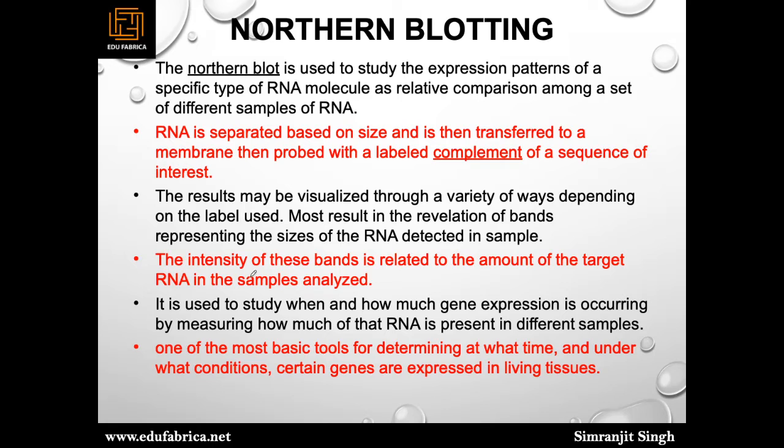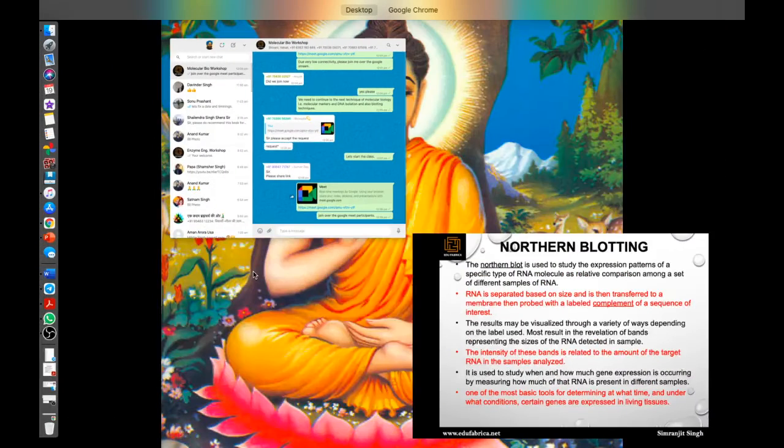Then comes northern blotting. Everything is the same. It's just we use RNA in this case. And we make sure that all the DNA is not present in it. And we have a nice composition of our things present.